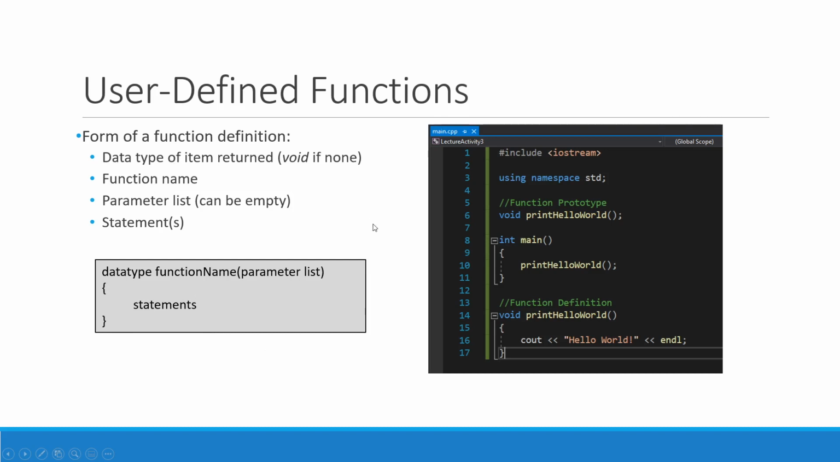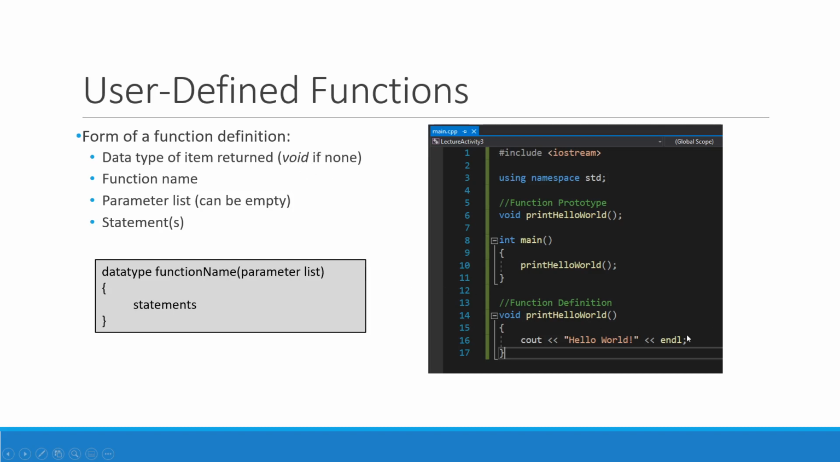So there are two types of user-defined functions. Functions that return data and functions that don't return data. If a function returns data, like say in the form of an int or a string, then the data type of the function has to be of that type, like int or string or double or char. However, if that function doesn't return data, we indicate that by using the keyword void.